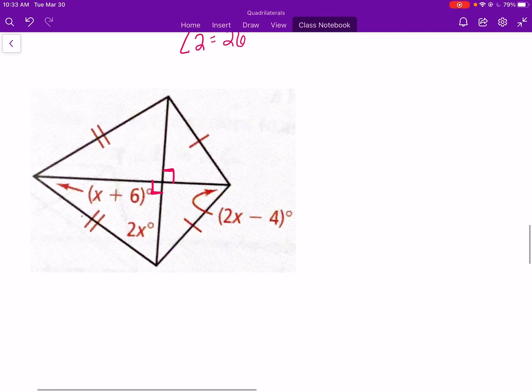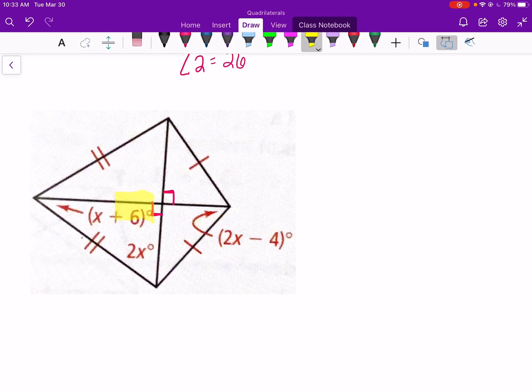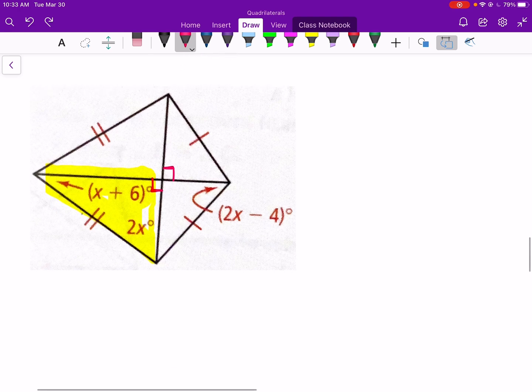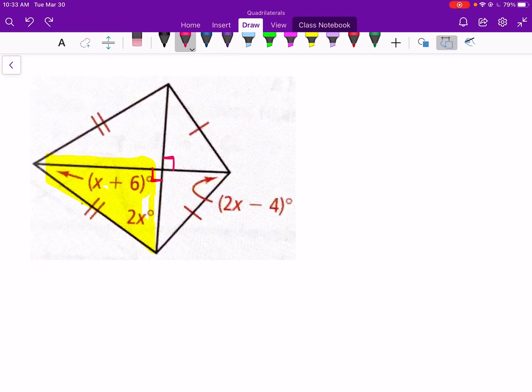So let's look at this triangle down here. I know that this angle is x plus 6. This angle is 2x. And then I have my 90-degree angle. So we're going to use that to set up an equation to solve for x. So I know all 3 of those angles have to add to 180. So x plus 6 plus 2x plus 90 equals 180.